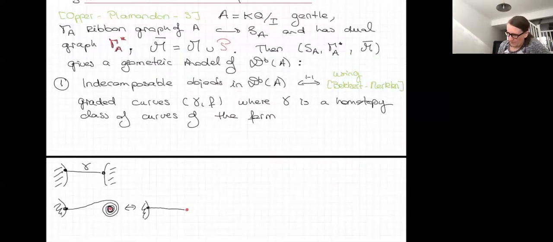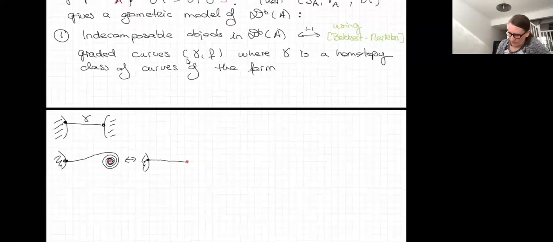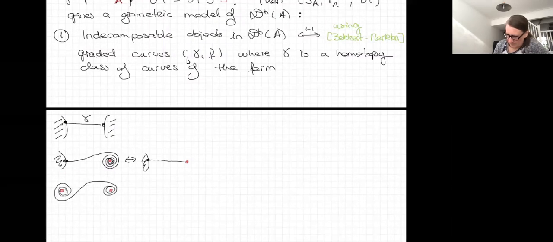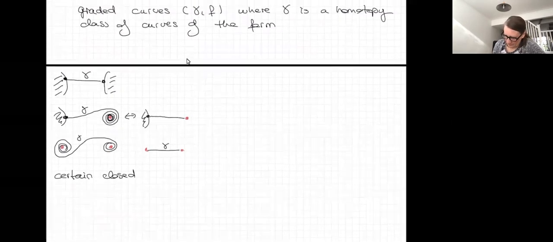And then there's also the possibility that the curve goes from one puncture to another. So it wraps clockwise here, and then again clockwise here. Again, we denote this by drawing just a curve like this, connecting the two punctures. And finally, there are also going to be certain closed curves. Maybe I write it here.